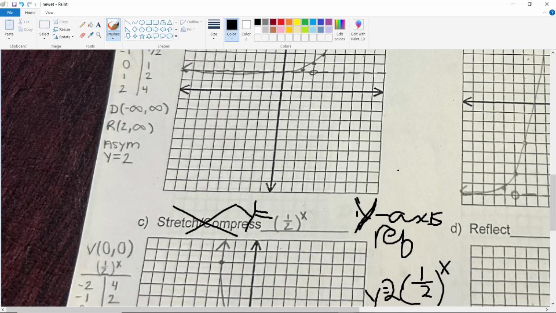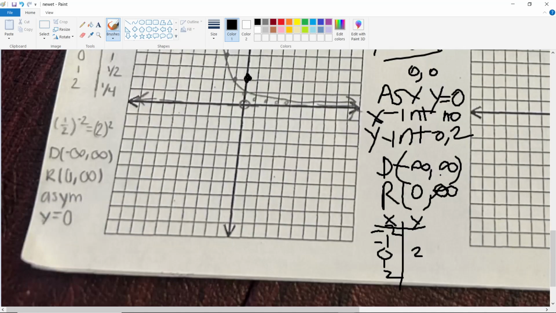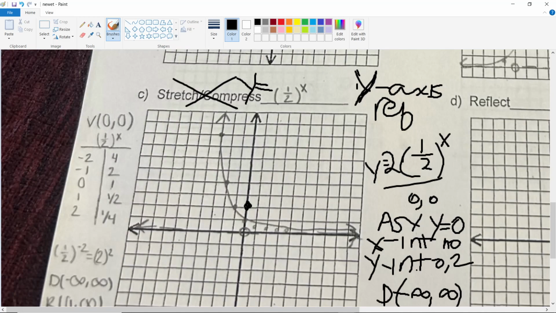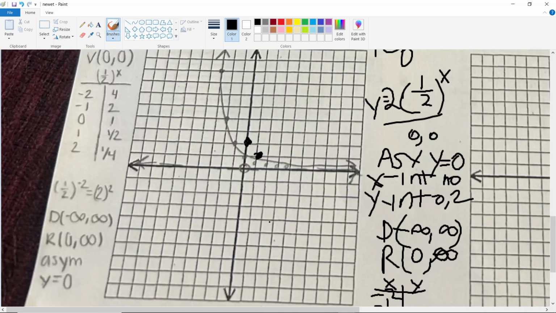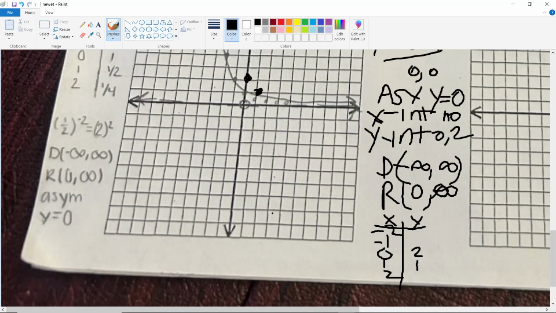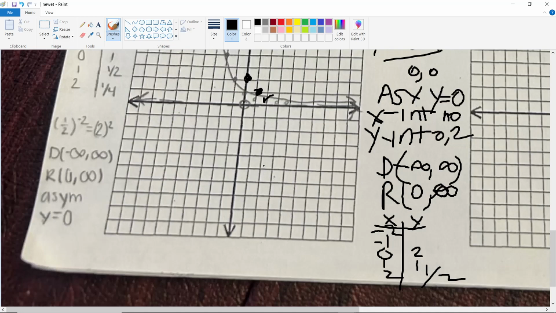Let me try 1. I'm using this function. When x is 1, 1/2 to the 1 is 1/2. 2 times 1/2 is 1. So at 1, it's 1. So this is a stretch. It's been pulled up. When x is 2, 1/2 squared is 1/4. 2 times 1/4 is 1/2. So at 2, it's 1/2. It's pulled up a little bit. That's as far as I'll go on that side.